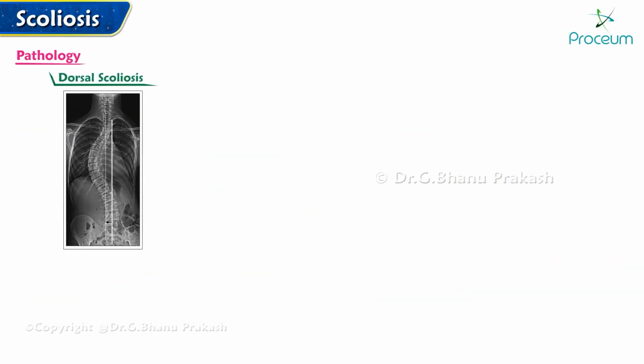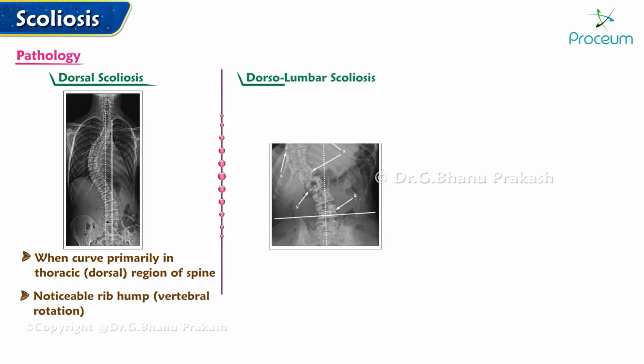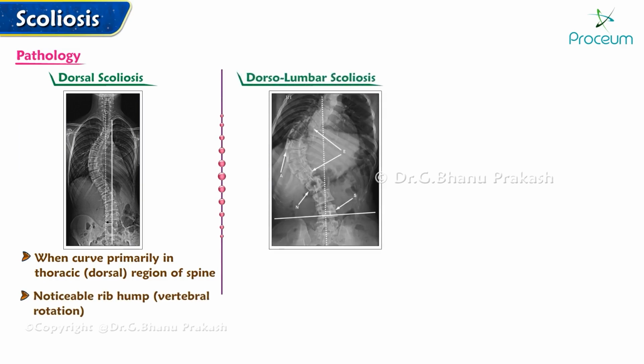Dorsal scoliosis. This occurs when the curve is primarily in the thoracic or dorsal region of the spine. This type is often accompanied by a noticeable rib hump due to vertebral rotation. Dorso-lumbar scoliosis. In this type, the curve spans the lower thoracic or dorsal spine and the upper lumbar spine.